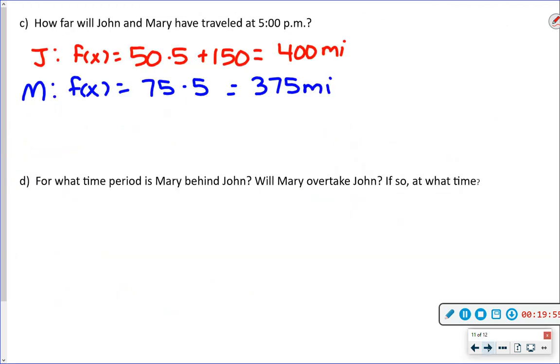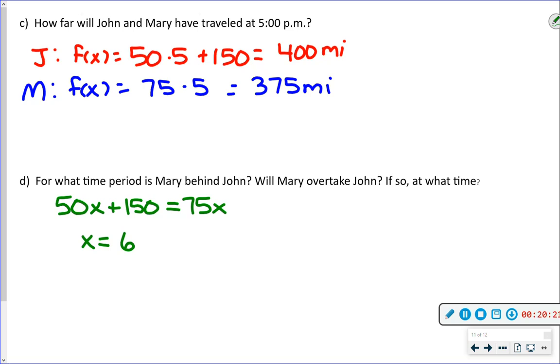So first thing I'm going to do is just 50x plus 150. When does that equal 75x? When does John equal out to Mary? Okay, go through and solve that. I'm not going to bore you. You can solve it, I know you can solve it. You get 6. So what does this mean? At 6 p.m., they're even.